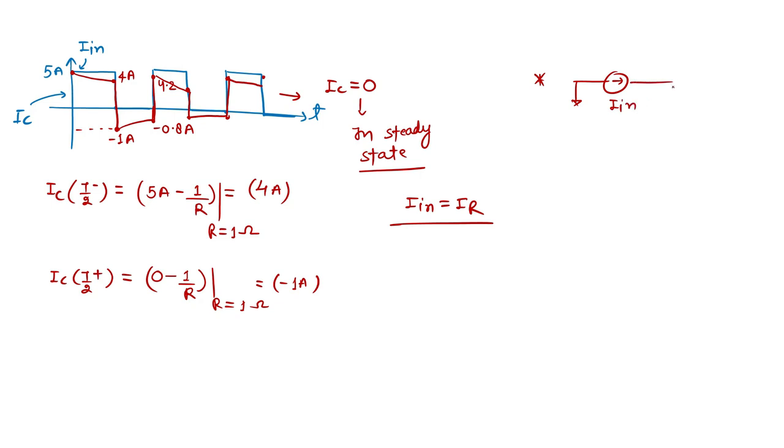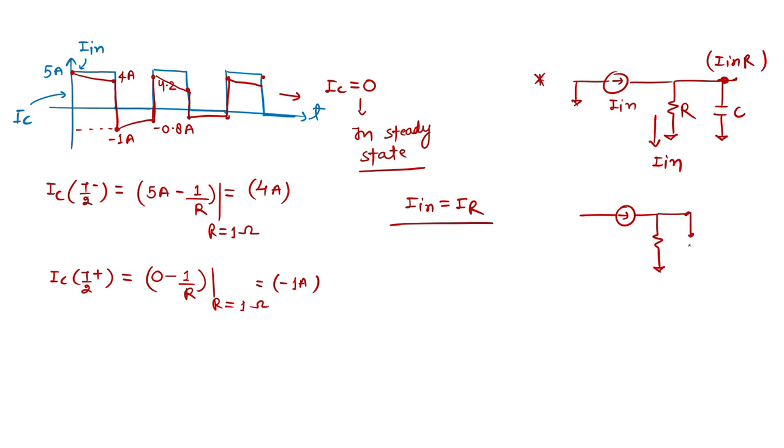IN is this. This is my resistor. This is my capacitor. If the capacitor reaches the maximum value, which is nothing but IN times R, then what is this current? This current is IN. So the complete current is flowing through the resistor. It simply means you can say my capacitor is open in the steady state. This is the steady state condition.